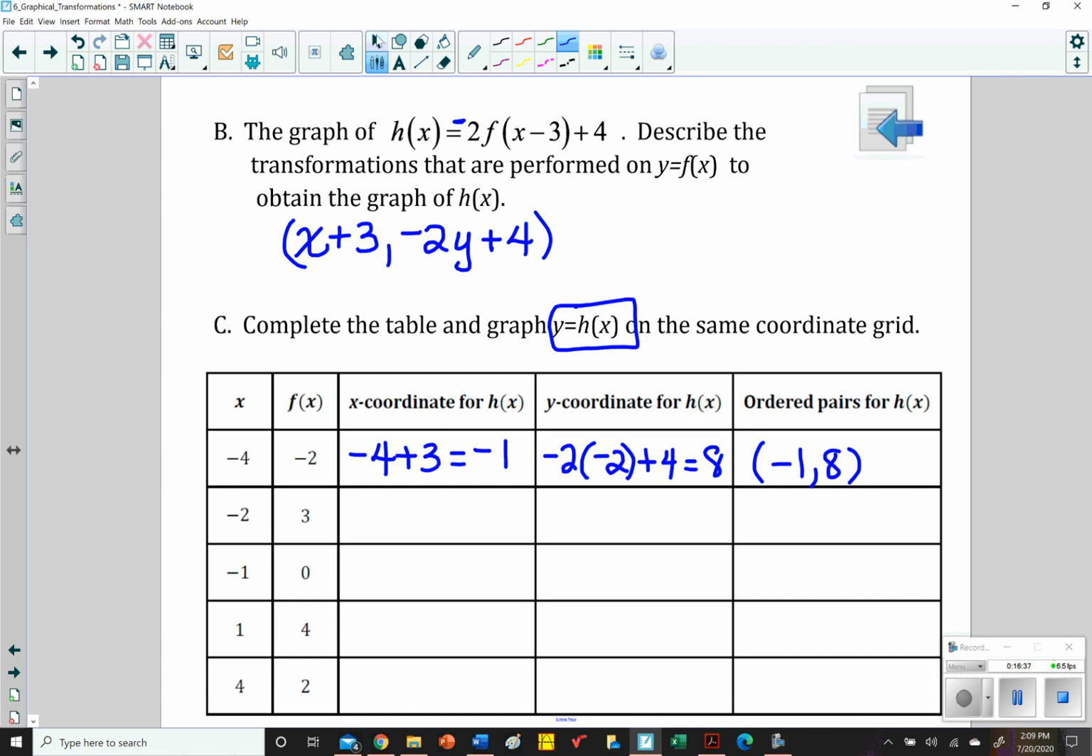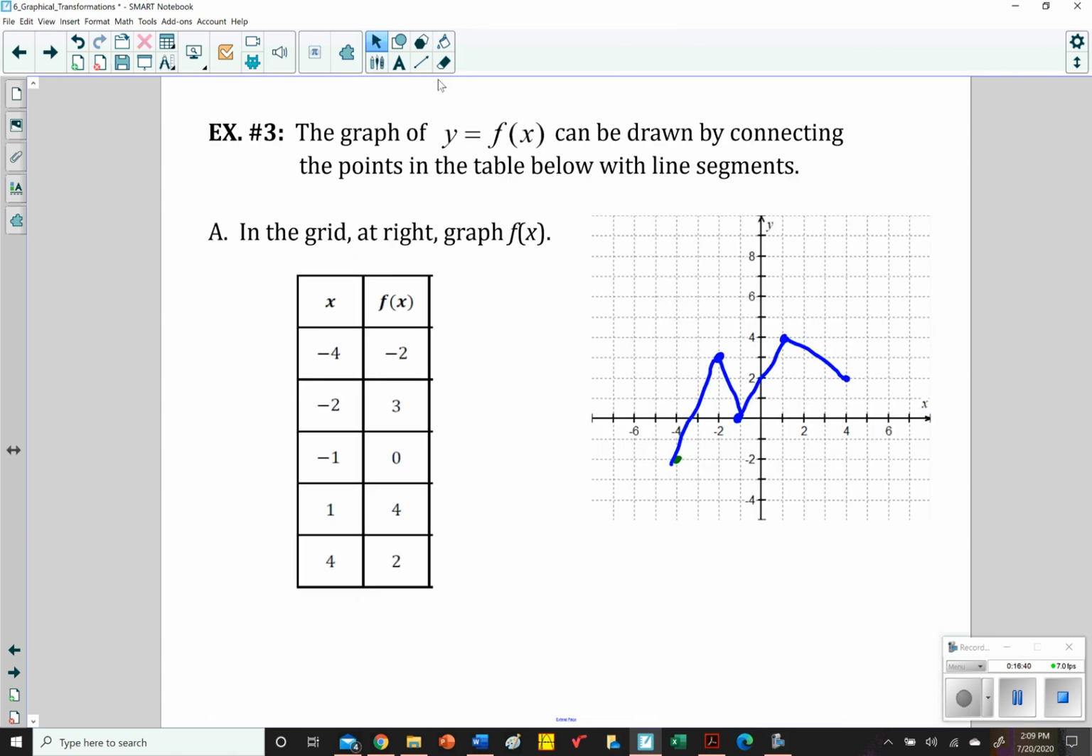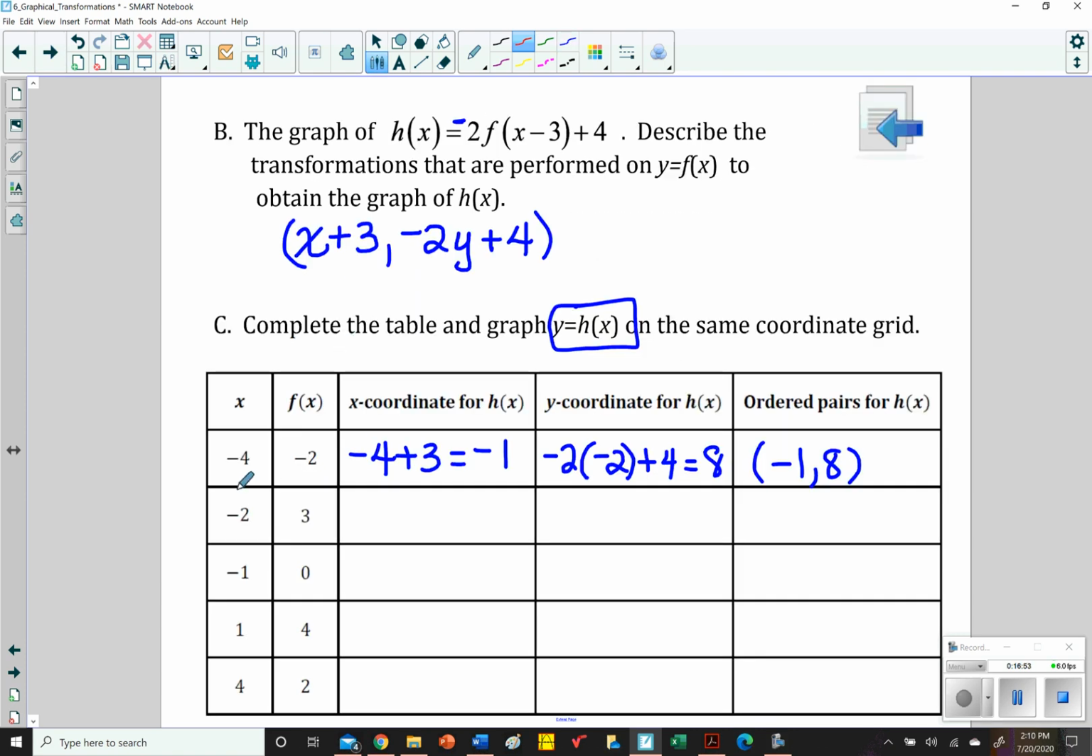So I can go back to my graph. And h of x, we could do that in a red, would be -1, +8. And then we can complete that table doing the same thing with the other 4 points. So -2 plus 3 gives us an x coordinate of 1, -1 plus 3, and then +1 plus 3, and 4 plus 3.